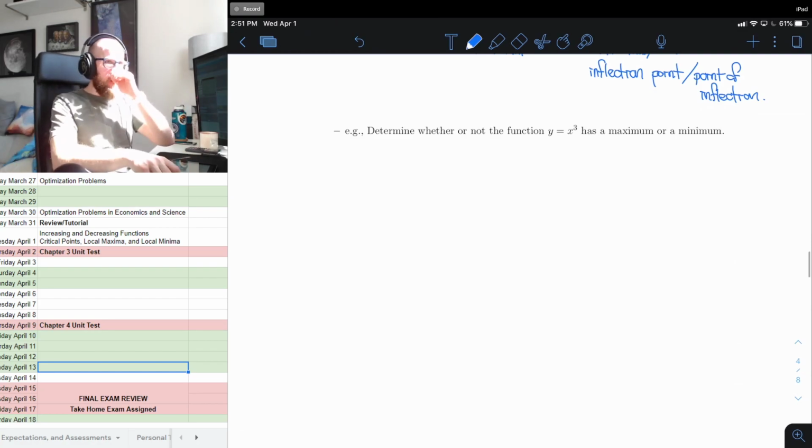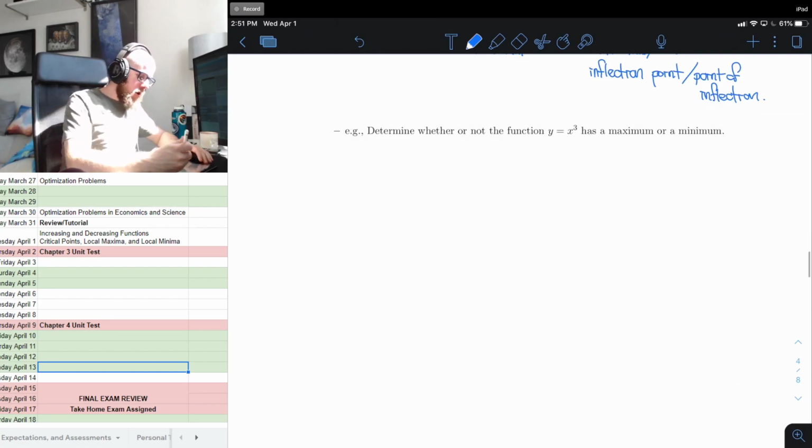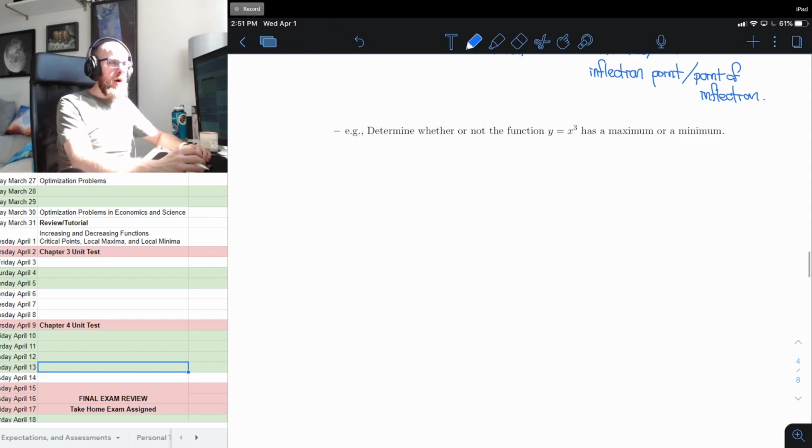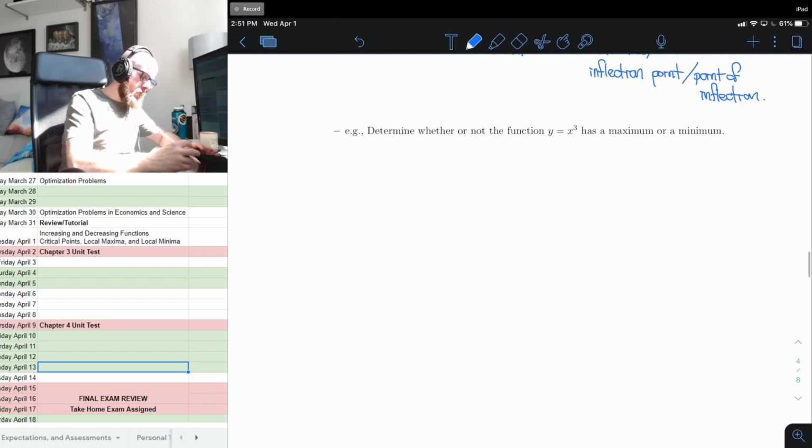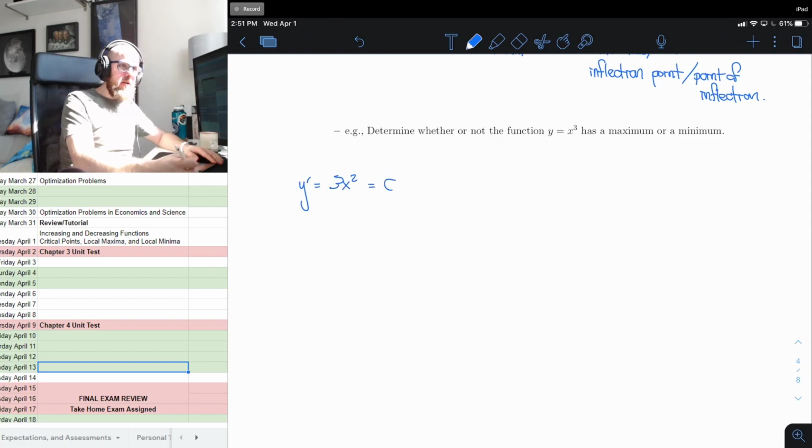Let's see another quick example of this inflection point. I'm given y is equal to x to the power of 3, so y is equal to x cubed. I have my basic cubic polynomial here. Again, if I take y prime, I get 3x squared. I set y prime to be 0, and when I solve, I just get x is equal to 0.